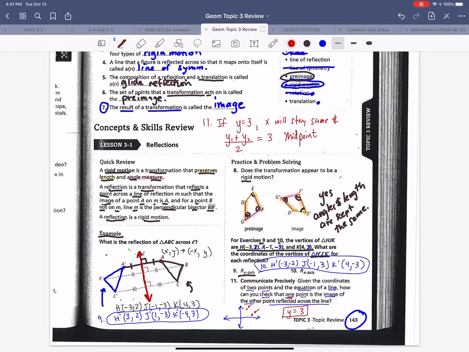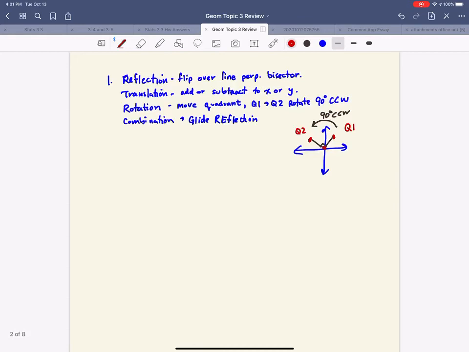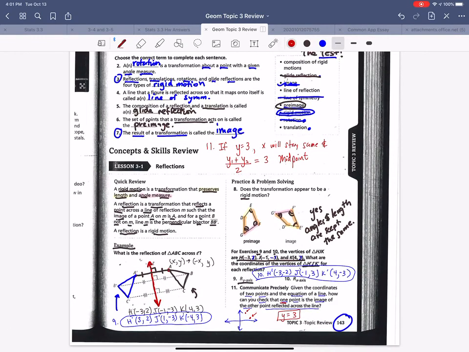Now, it would be slightly different if the equation of the line was x equals a number, then x1 plus x2 over 2 would equal whatever value that number is. Cool. Okay. Now let's actually stop the video and we'll open the next one.